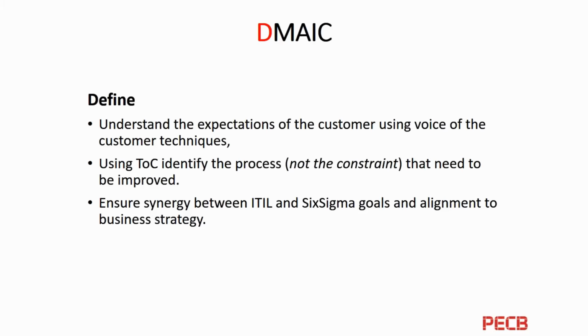So the first phase of Six Sigma is Define. During this phase, we would be looking at the expectations of the customer. We will be listening to the customers and seeing what exactly we are missing. We would be looking at our internal processes, and doing the first phase of determination of the problem.